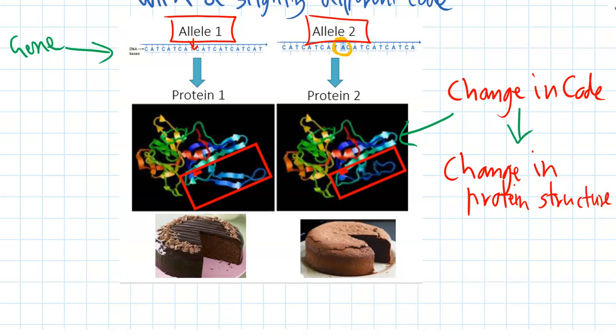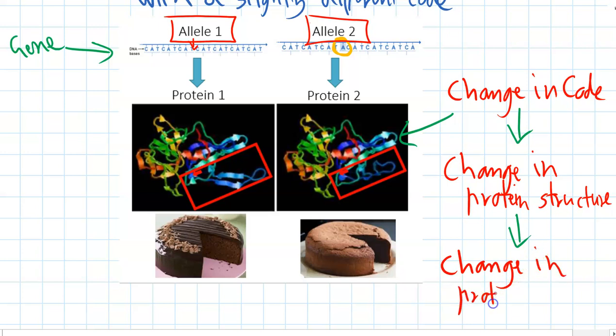Which can often, not always, but often, lead to a change in how that protein actually does its job. And it might even stop it doing its job completely. And that's how we can get an allele that actually causes a disease. So the change in protein structure leads to a change in protein function.